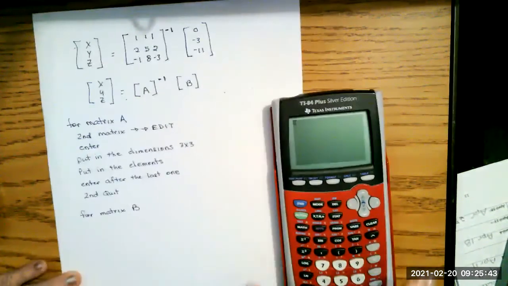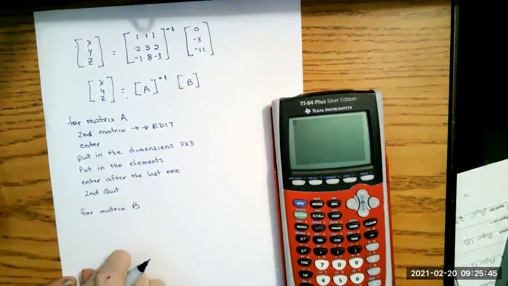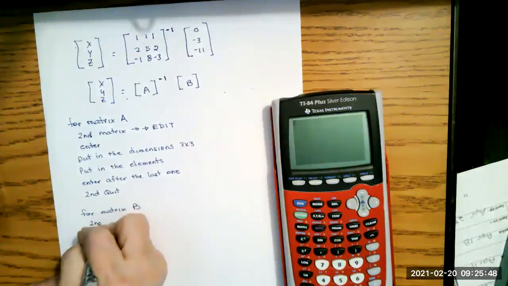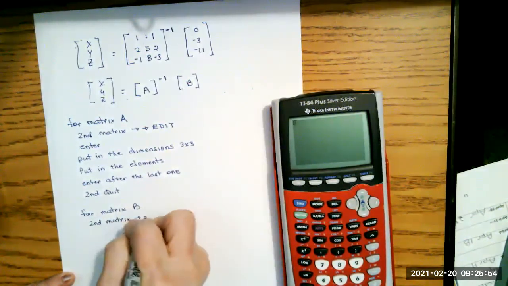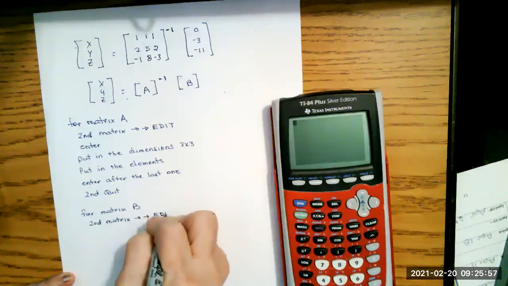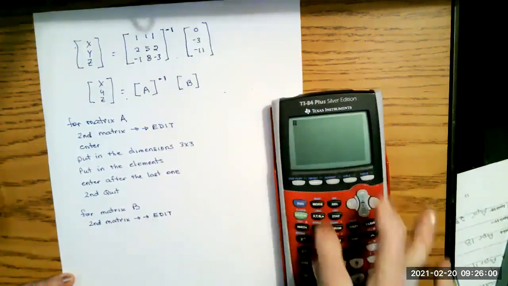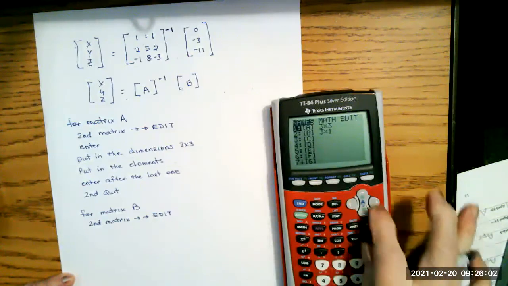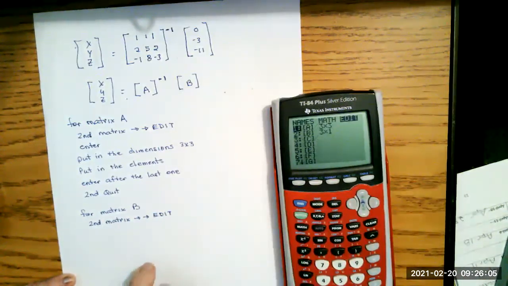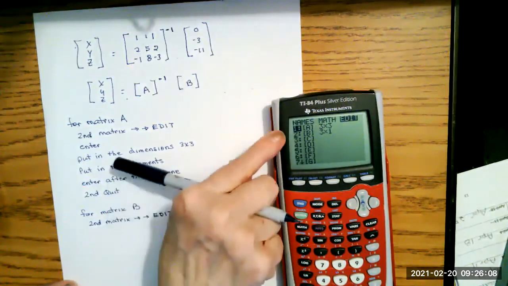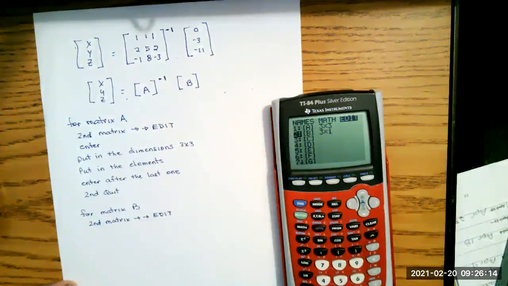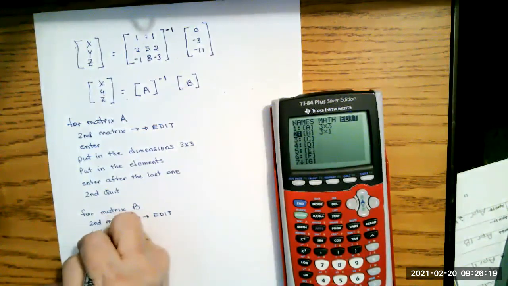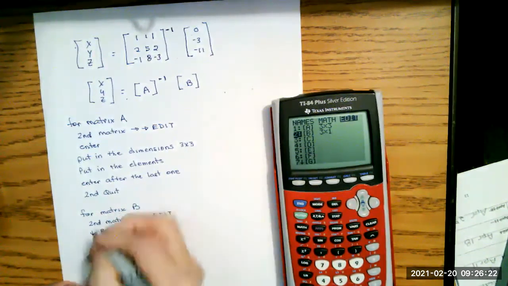So matrix B is my answer. And so let's remember how we got in there. We did second, matrix, and over to edit. So I'm going to do second and matrix and over to edit. Now my highlighter is on A, but I have already put A in. So I want to go down to B, and I'm going to enter. See how B is highlighted? So I have to go down to B, and then I enter.